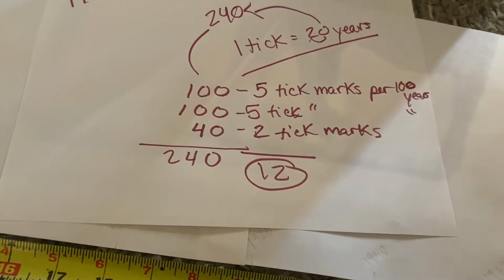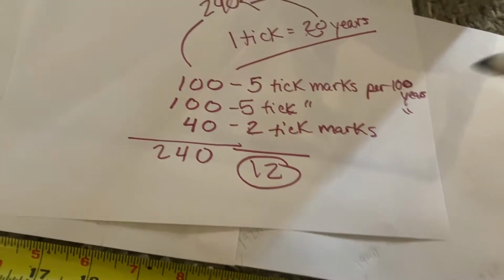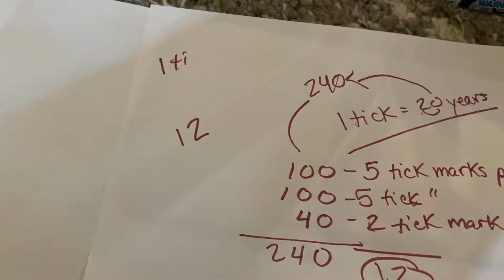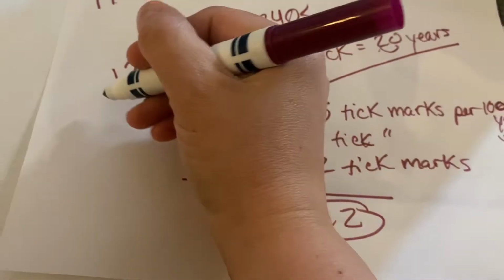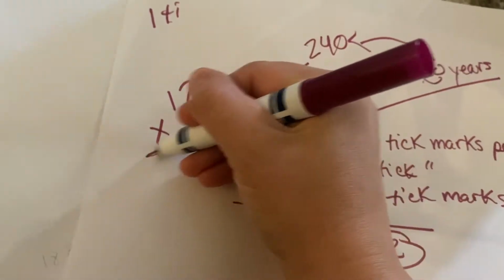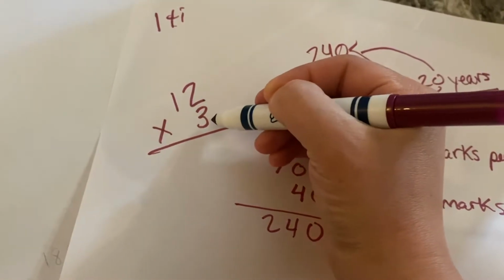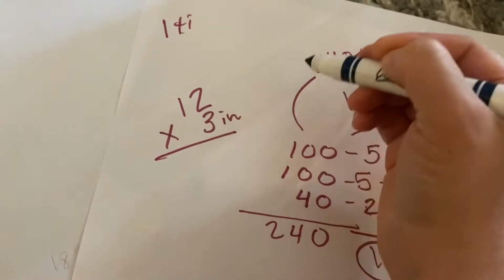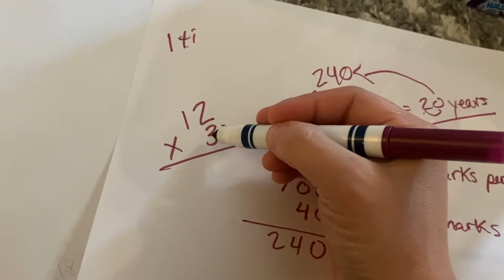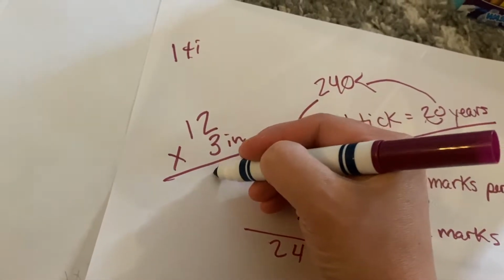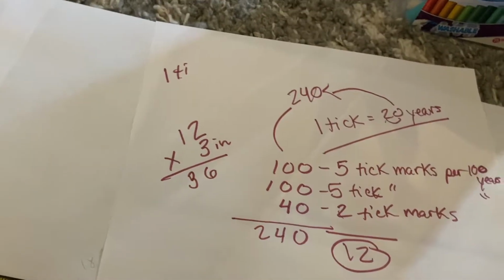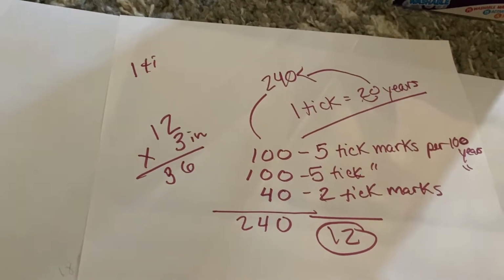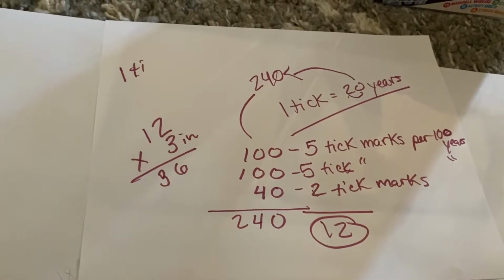And I thought, well, I think 3 inches is going to be good to have as the distance between my tick marks. So if I'm going to have 12 of them, I want to know how long that's going to make my timeline. So I have 12 tick marks, and if each one was 3 inches, we'd have to multiply 12 times 3. So 3 times 2 is 6, and 3 times 1 is 3. So 36 inches. And I'm going to go ahead and find 36 here on my tape measure.